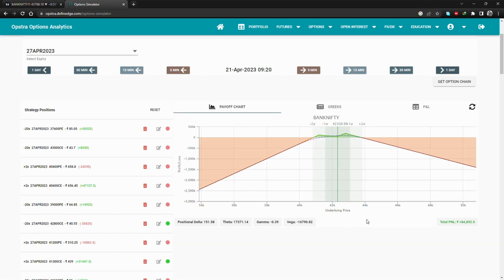Now you can see the result of our adjustment. As you can see, the market is continuously moving up. With our every adjustment, our break-even point on the call side is also moving up. When you compare this payoff chart with your initial payoff chart, you will come to know the difference. If we move even further, the difference would be very clear. So let's move on to our next day.